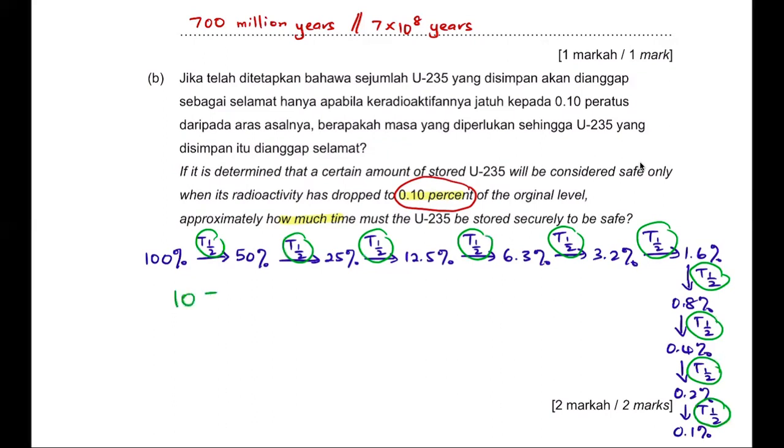So 10 half-life is equal to, because 1 half-life is equal to 700 million years, you just have to multiply with that number, 10. So it is equal to 7 times 10 to the power of 9 years. So this is the answer.